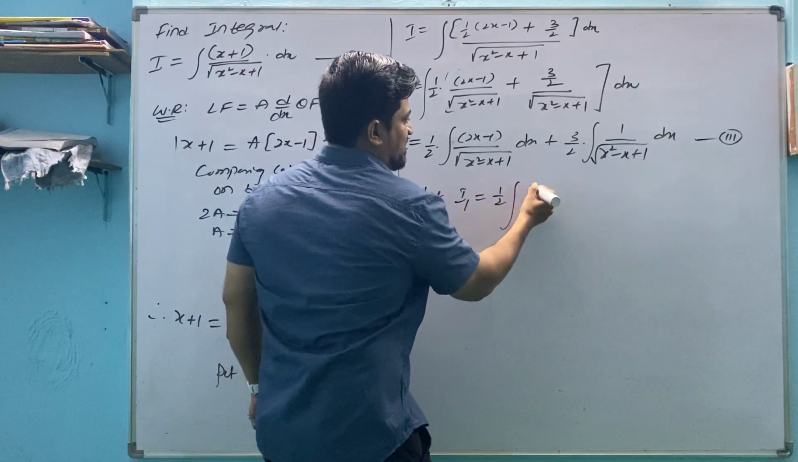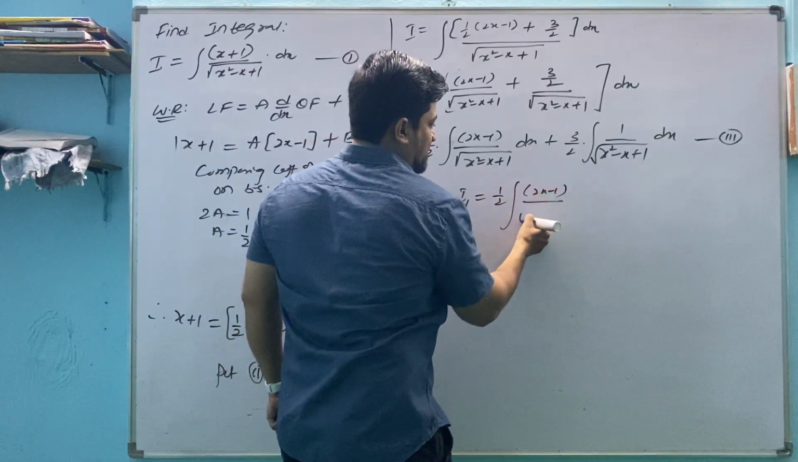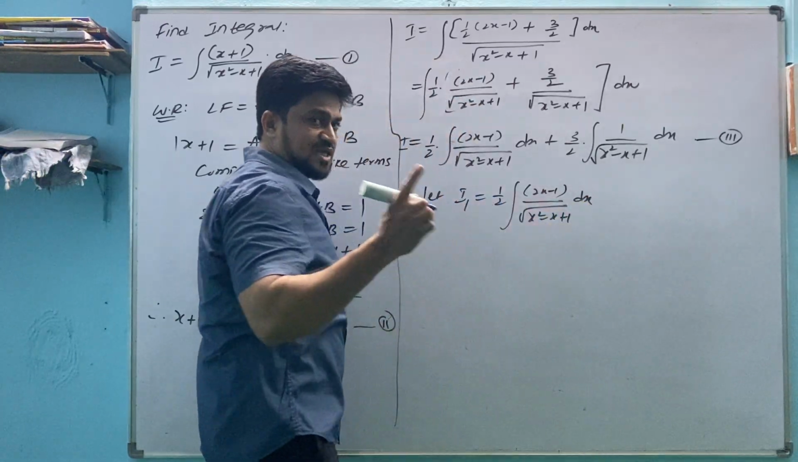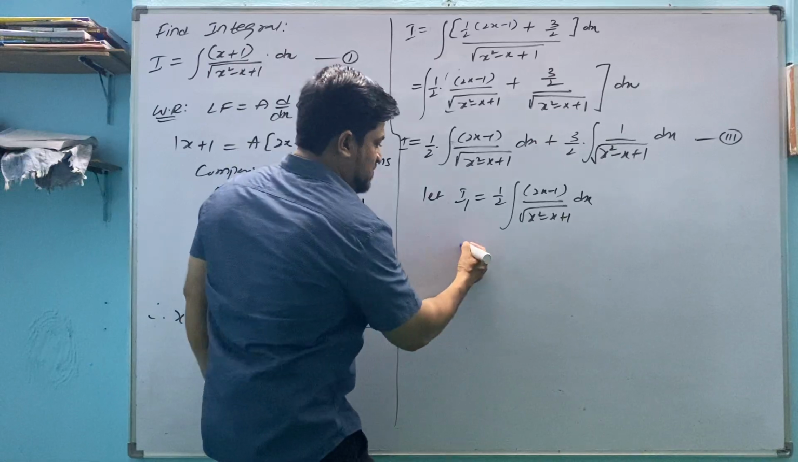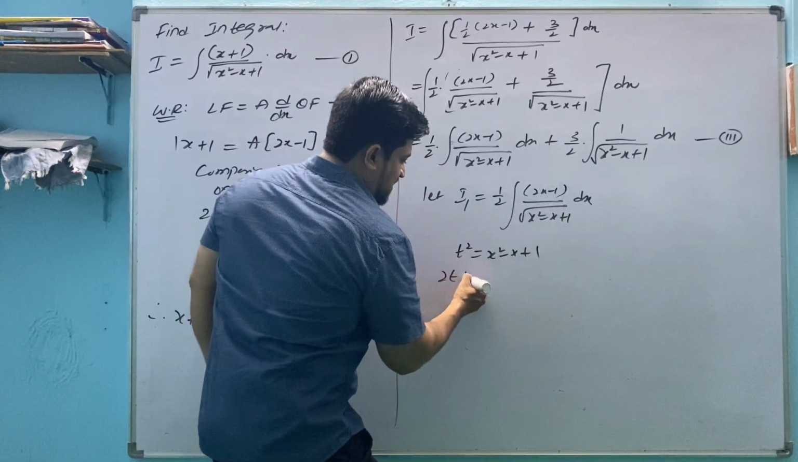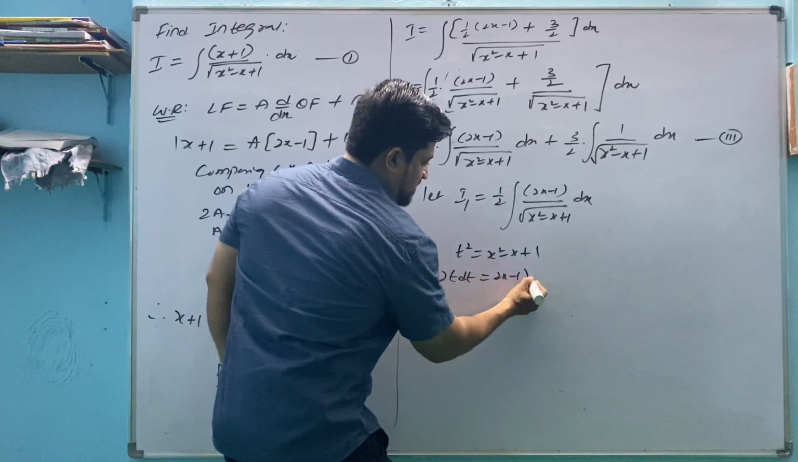First part. Always the first part will be the substitution method. How to substitute when a root value is given to you? Exercise 6b, you have learned that one. t square equals x square minus x plus 1. So this is 2t dt equals (2x minus 1) dx.